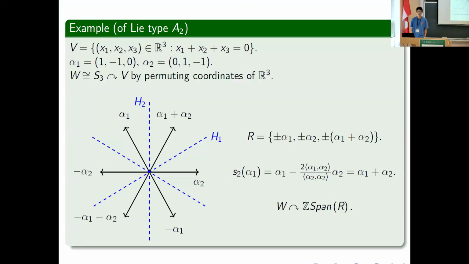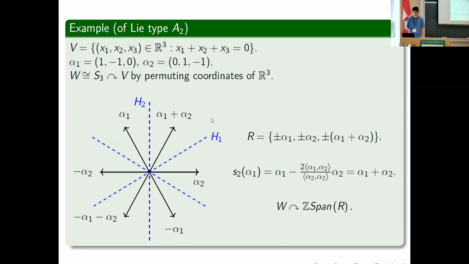This example is an example of Lie type A2. We consider the space V as a subspace of R3, whose normal vector is (1, 1, 1). And we consider vectors alpha 1 to be (1, -1, 0) and alpha 2 to be the vector (0, 1, -1). And see the picture. In the picture, I drew out the 6 roots of this root system.